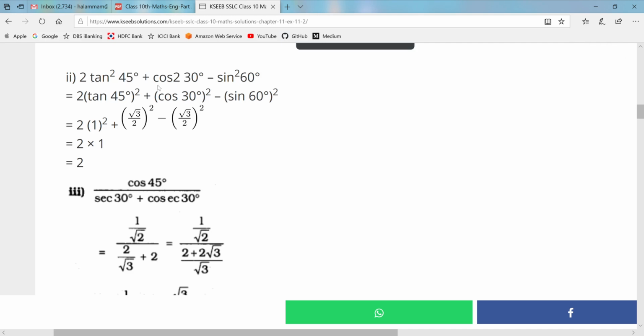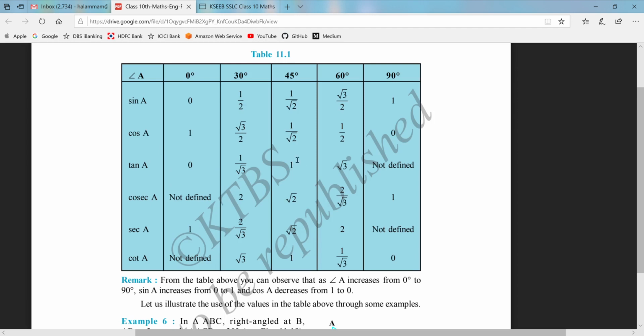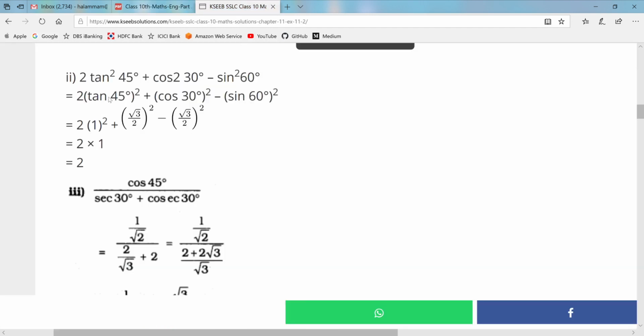2 tan square 45 degree plus cos square 30 degree minus sine square 60 degree. So in that, write it down: 2 tan square 45 degree, they have written as tan 45 degree whole square. We can write it this way or this way. Plus, put the plus sign. Cos square 30 degree, they have written as cos 30 degree whole square. Next, minus, put the minus, sin 60 degree, so whole square we can write it as. Okay, 2 and tan 45 degree. Check the table. Tan 45 degree value is 1. So they have substituted the 1 in the place of tan 45 degree.